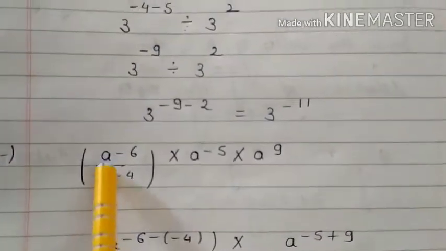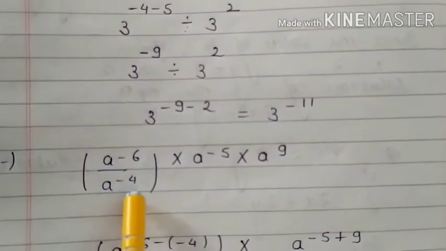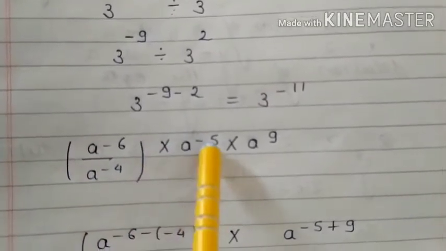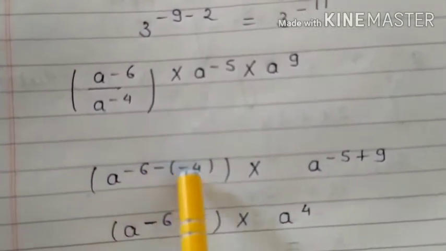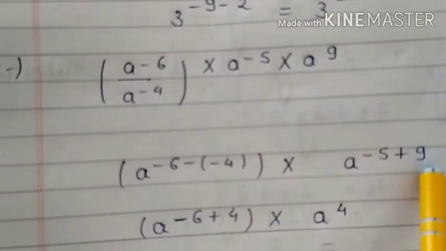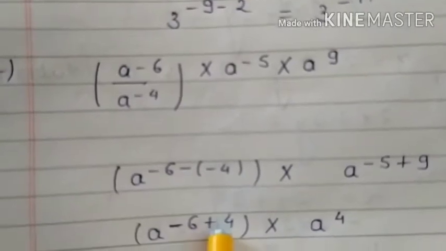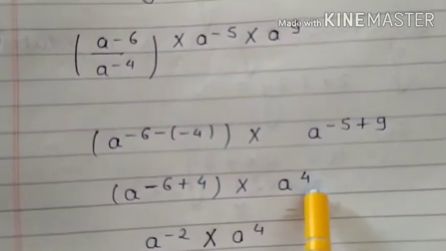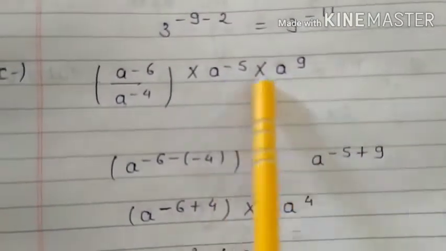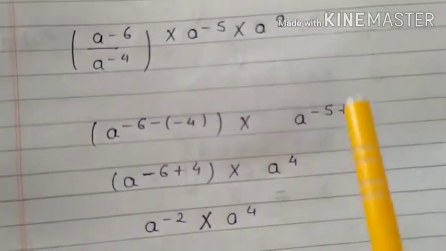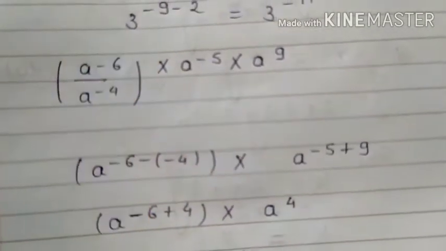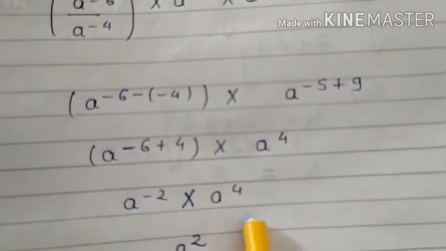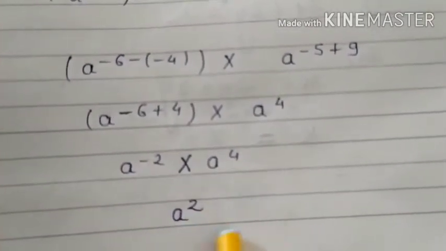Clear? Now C part of question number 6: (a^(minus 6) divided by a^(minus 4)) in one bracket, times a^(minus 5) times a^9. So a^(minus 6 minus minus 4) bracket close, and here we have a^(minus 5 plus 9). So a^(minus 6 plus 4), and here we have a^4. Here we have a^4 because we have the same base, then the power will be added. After adding we get a^4, and here the power will be subtracted because we have divide. So we get a^(minus 2), and here we get a^4. So we get a^2.